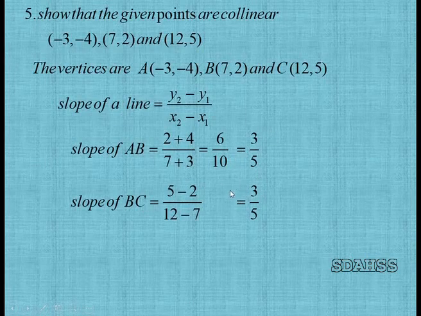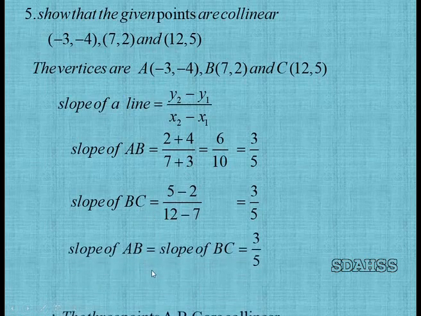For collinear, any two slopes equal, that will be okay. Either slope of AB and BC, or BC and CA, or AB and CA. Either any two slopes are equal. If any two slopes are equal, then it should be collinear. Here AB and BC slopes are equal, so the given points are collinear.